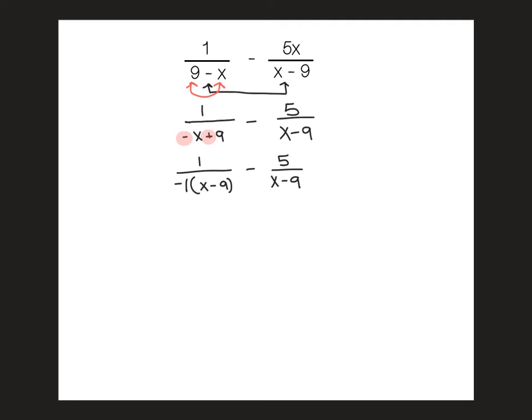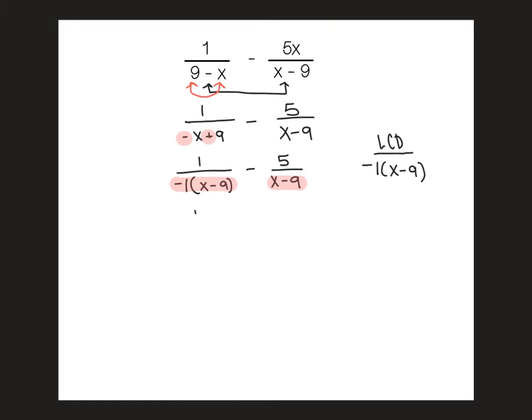Then I can list out my least common denominator. So my least common denominator, you're going to list the entire first denominator. So negative 1 times x minus 9. I want to look and see if there are any matches in the second one. There is, so I don't need to include that. So this is my entire least common denominator, negative 1 times x minus 9.